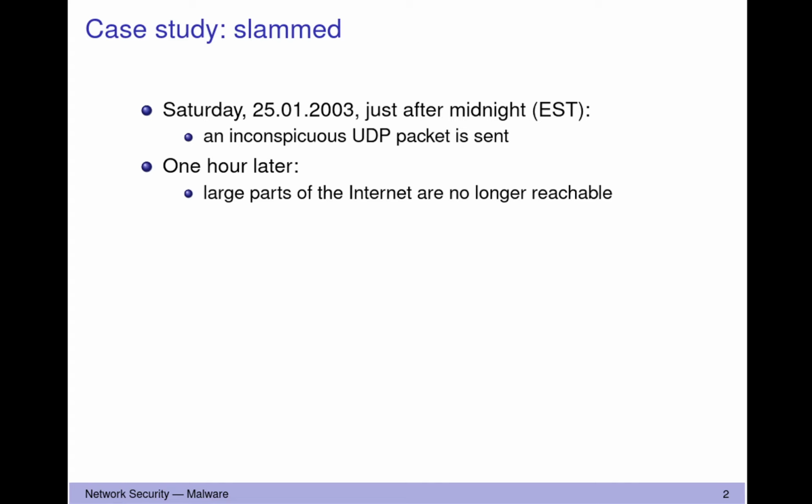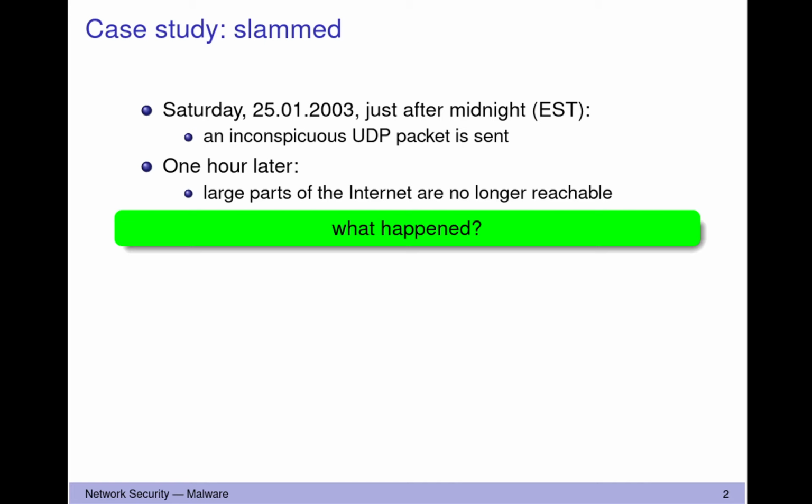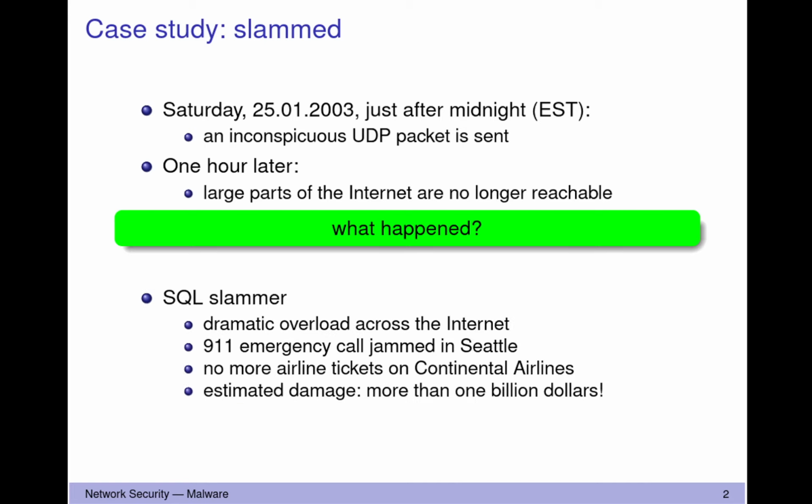So let's have the case study first. What happened? Twenty years ago, at midnight, a simple UDP packet was sent, and one hour later, large parts of the internet were no longer reachable. We want to look into what happened. At that time, there was SQL Slammer, basically overloading the internet and causing some real-life effects.